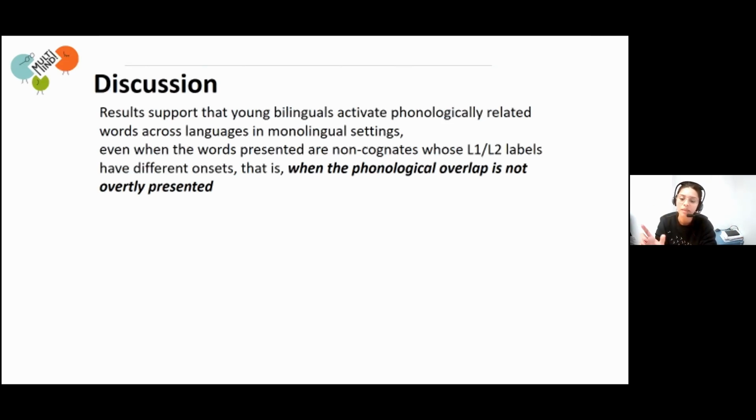Remember that here we only presented one label. We only named something, and children had to mentally activate the representation of the labels in Catalan and Spanish of the pictures presented there. So that's important for this study, that we actually didn't overtly present the words. These effects are mainly driven by the activation of the mental representation of the words.